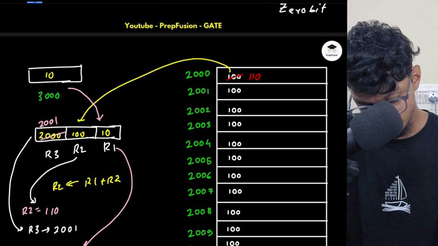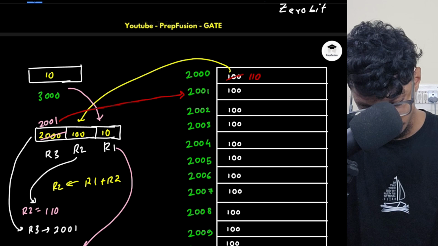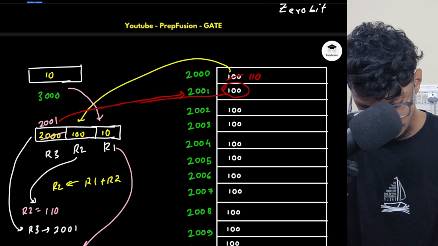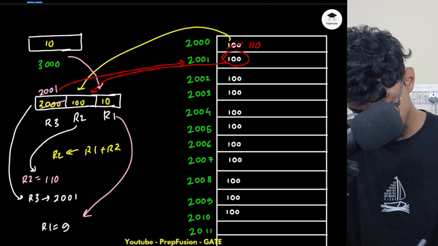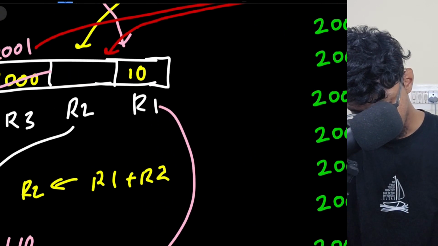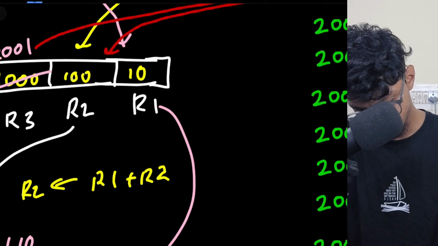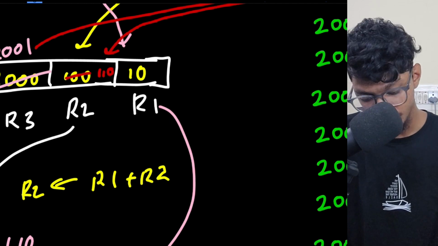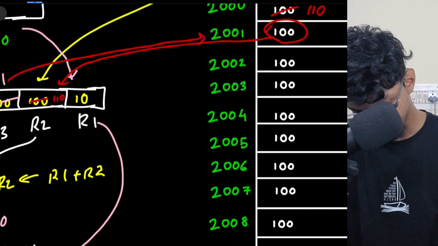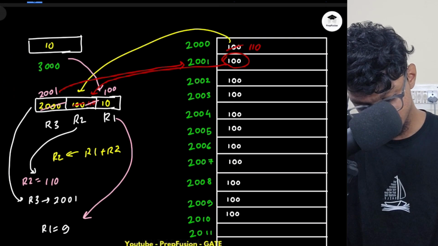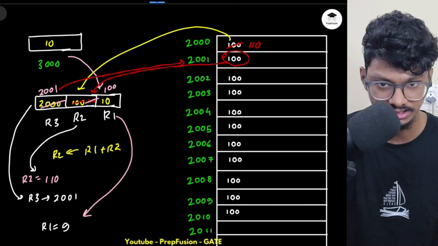So if R3 has 2001, I will go to this memory location 2001 and store this value in R2. Actually, R2 just before this had the value 110 from the previous loop, correct? But as I updated the value again, it got reset to 100, because I update the value at the start of the loop.